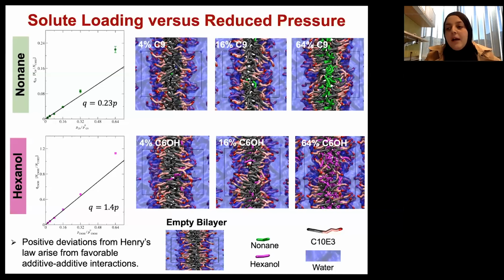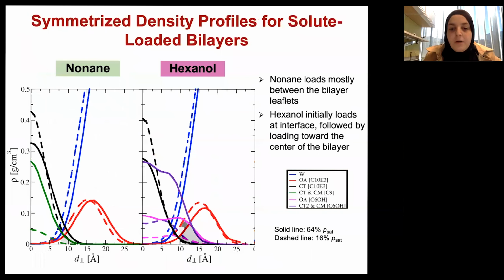And now to give you a visual of the actual system, we see snapshots here at 4, 16, and 64% of partial pressure. You can observe that at 64%, there's a lot more of the solutes present. So more solutes load as we increase the vapor pressure. Now, we also wanted to know what the distribution of these solutes was within the bilayer.